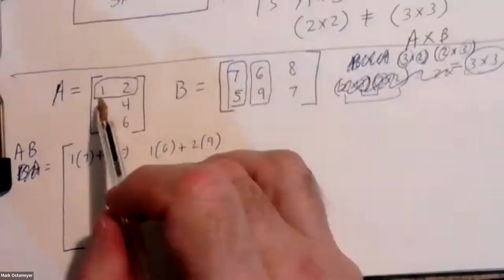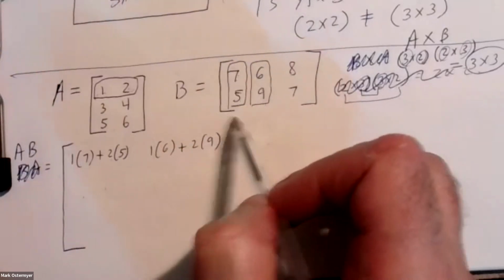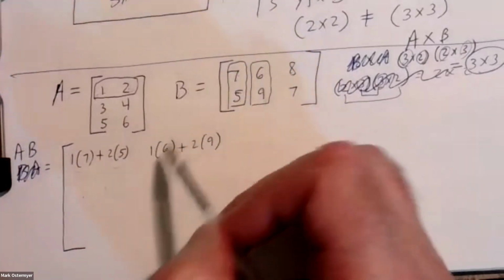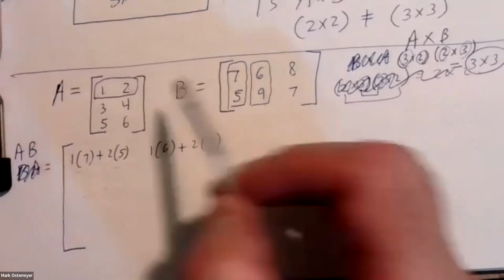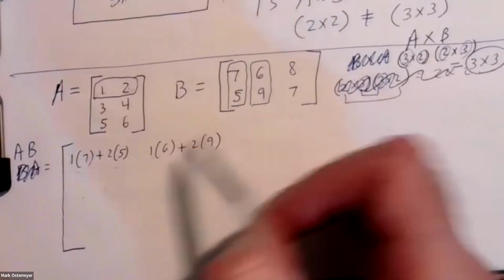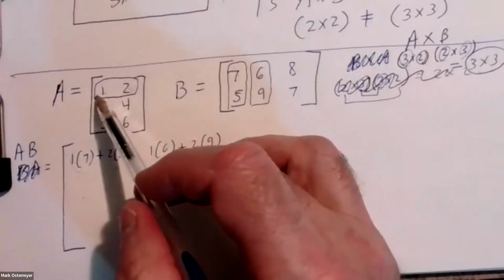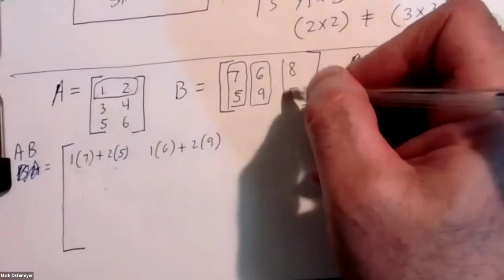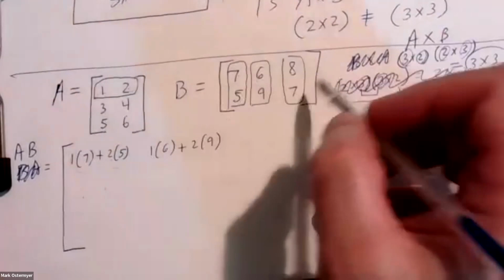All right. So the 1, 1 entry again is found by taking row 1 of matrix A times column 1 of matrix B. There it is. The 1, 2 entry of my product matrix is found by taking row 1 of matrix A and multiplying it by column 2 of matrix B. Now the 1, 3 entry is found by taking row 1 of matrix A times column 3 of matrix B. That is to say 1 times 8 plus 2 times 7.